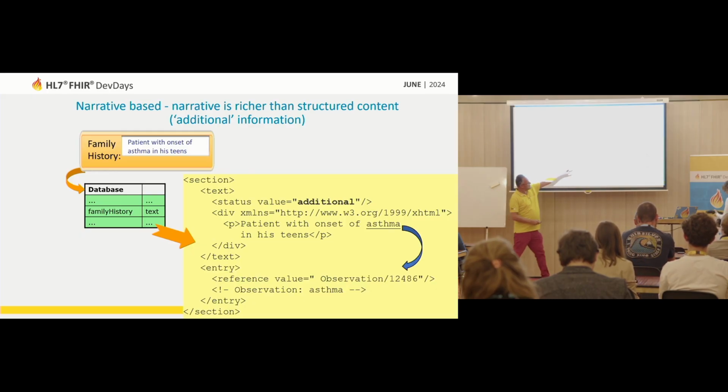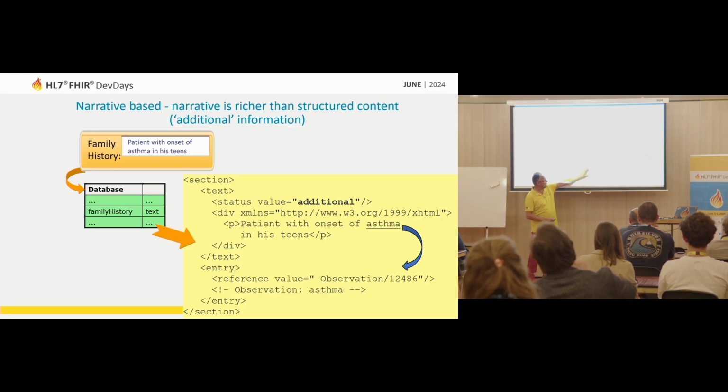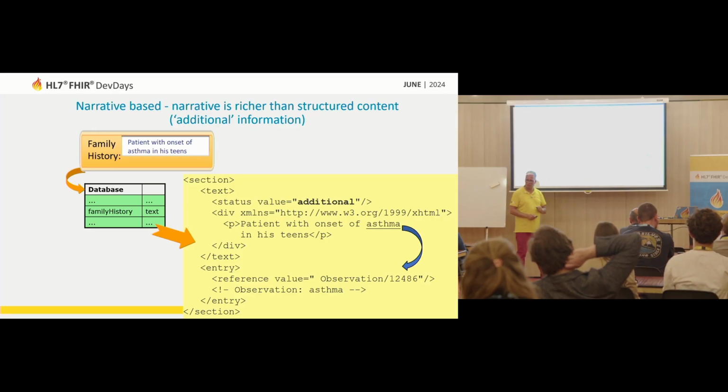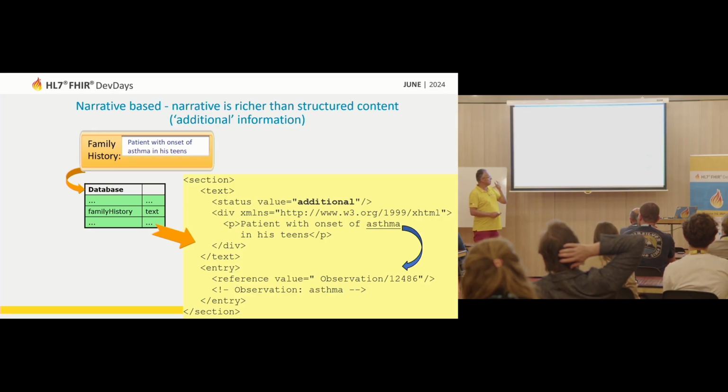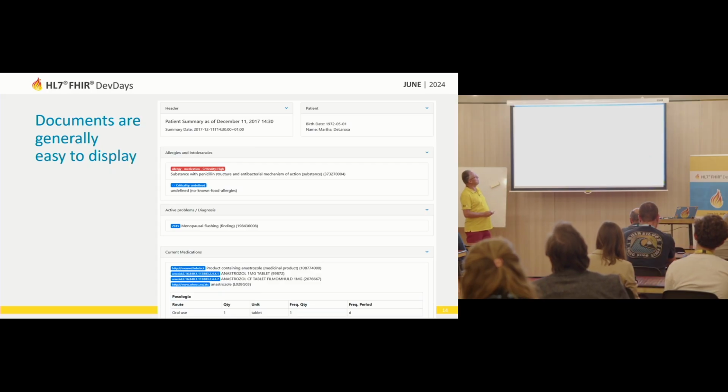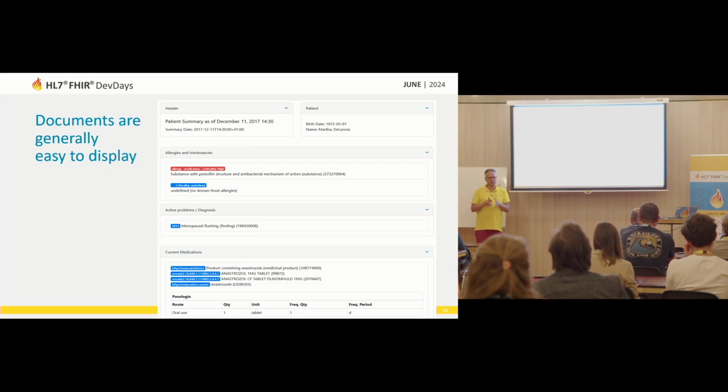Anyway, so that's how we can derive, in this case, an observation resource to contain the diagnosis code of asthma. So you can, if you want to do that. Now, the advantage of documents is that because they are human readable, there's narrative in there, displaying them is very easy. And this, for example, is why the European Union loves documents.